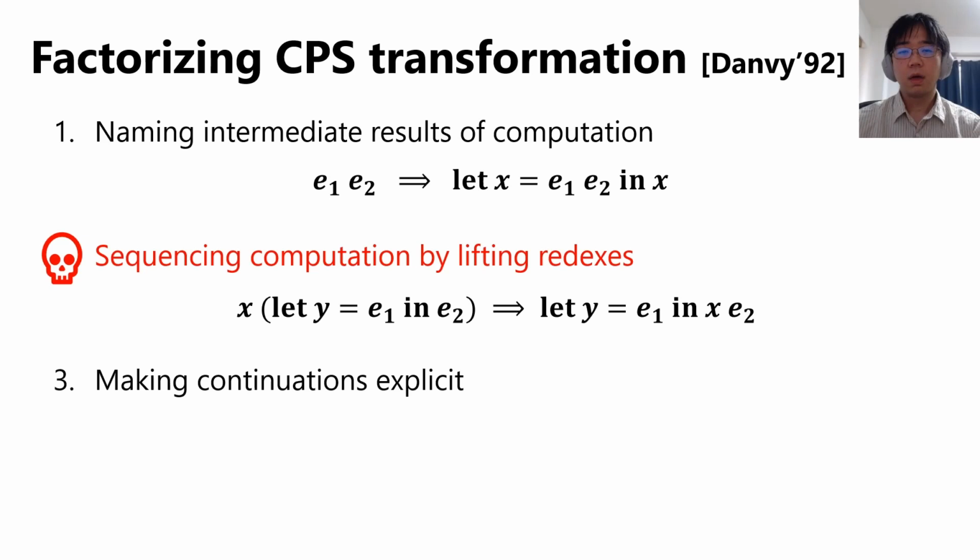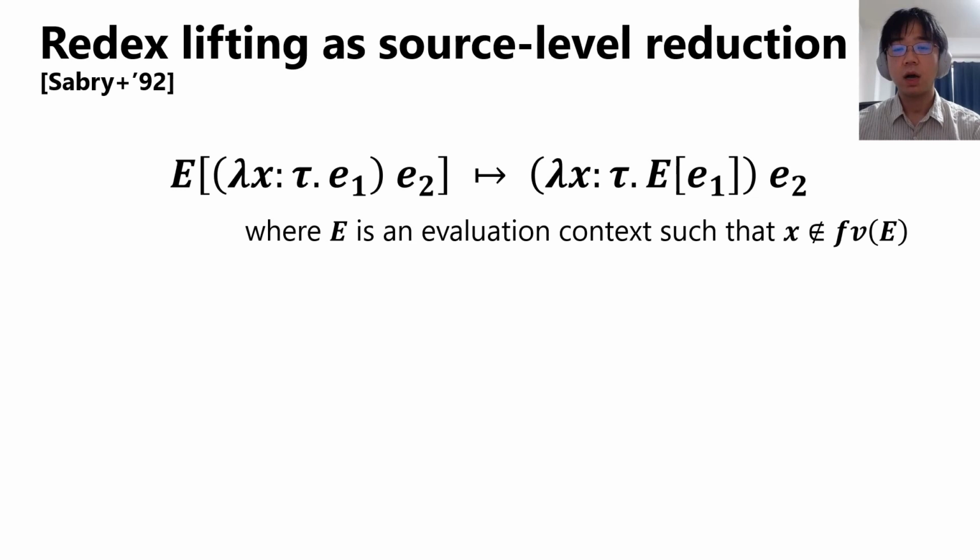The problematic part in implicit polymorphism is the second stage, so let's see the details of it. Redex lifting at the second stage can be expressed as a reduction on source terms, like this rule. Now I'm coloring the evaluation context that surrounds the redex blue. So then we can find this rule lifts the redex to the top of the program and lowers the evaluation context into the function body of the redex.